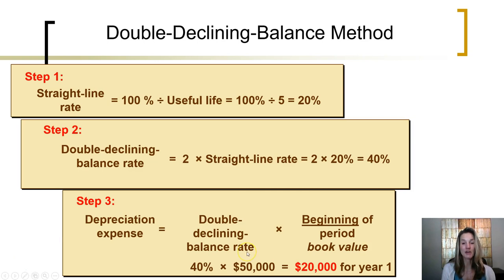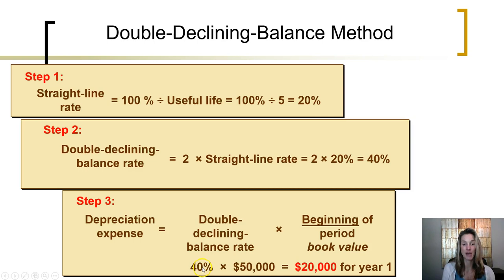Recall, to calculate book value, we take the asset's cost and subtract out any accumulated depreciation. This is the first year of the asset's life. Its cost is $50,000, and because we hadn't previously depreciated, it had a 0 accumulated depreciation balance. So when we began year one, the book value was $50,000.